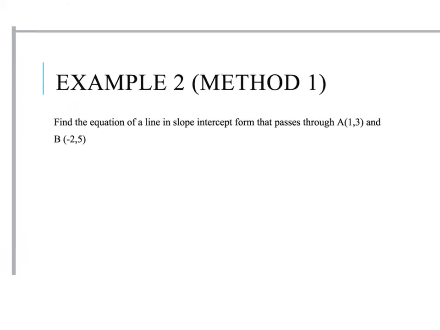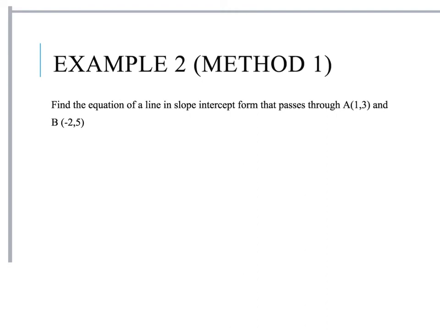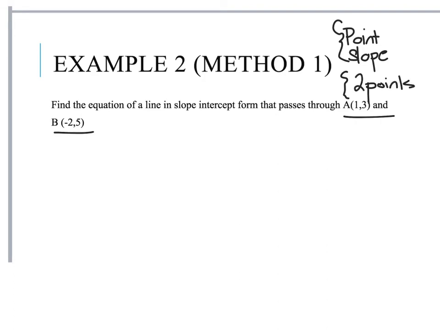Now find the equation of a line in slope-intercept form that passes through A(1, 3) and B(-2, 5). This is a slightly different question. Why is it different? Because we've been given 2 points. In the previous one we were given a point and a slope, so that's one version of the question. Another version is that we can just be given 2 points, because from 2 points we can find the slope.